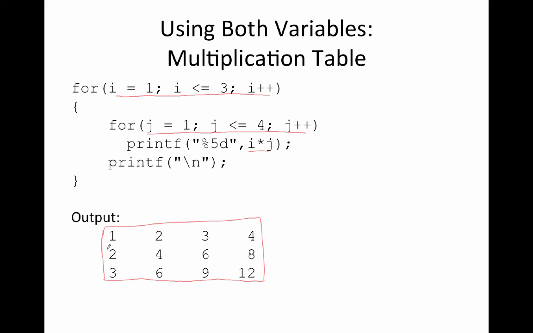So the outer loop again is 3. We're printing 1 row each time. The inner loop goes 1, 2, 3, 4. We're printing 4 values each time. So a 3 by 4 little box or table. Okay, so let's go through a little bit of detail.